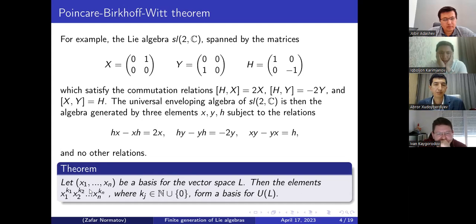Let x1 and so on xn be a basis for the vector space L. Then these elements form a basis for the universal enveloping algebra. This is the Poincare-Birkhoff-Witt theorem.